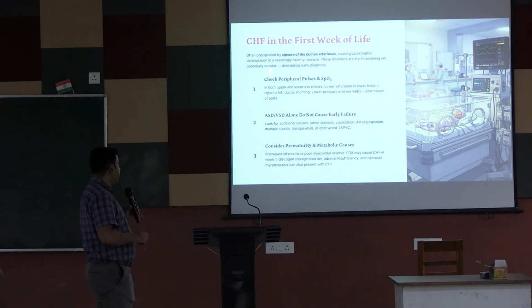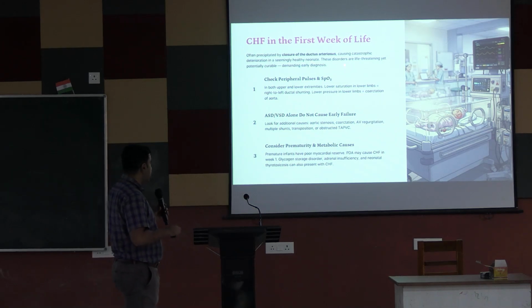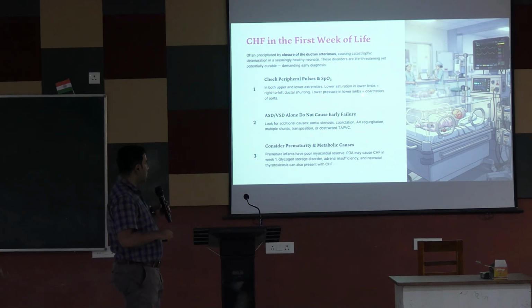Congestive heart failure in the first few weeks of life is often preceded by the closure of the ductus arteriosus, which can cause a life-threatening condition in a healthy neonate due to sudden closure of the ductus. So what to do? We have to check the peripheral pulses in both upper and lower extremities: lower saturation in the lower extremities, right to left ductal shunting, and low pressure in the lower limbs. It especially occurs in cases of coarctation of aorta.